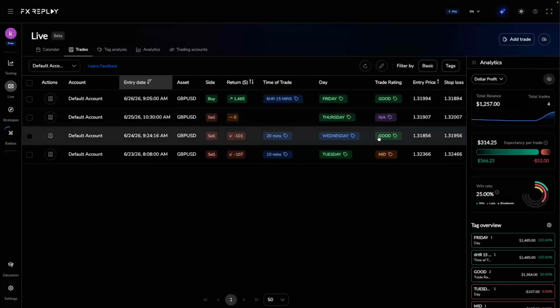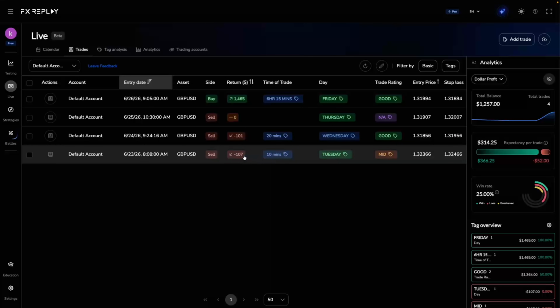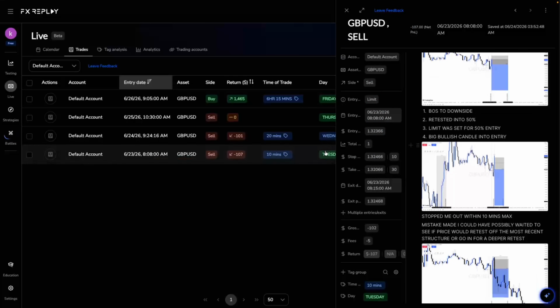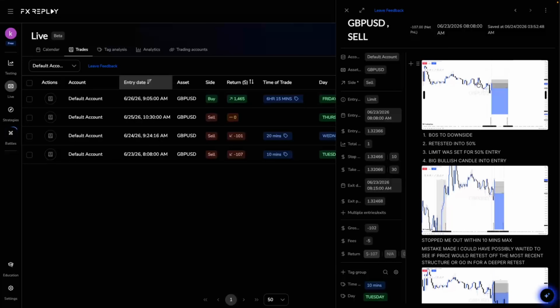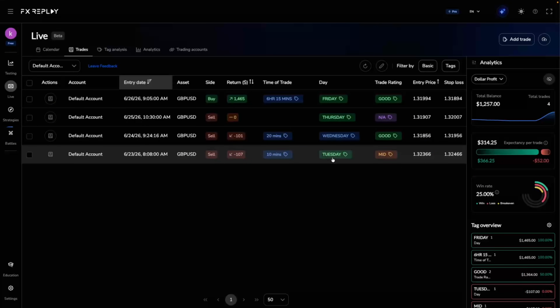I tagged both of these trade ratings as good because I did follow my plan. This trade I rated as mid. The reason I rated this as mid is because it broke structure to the upside, retested in, and if I wanted to enter on the initial push, I should have just entered on the initial break of structure, but I chose to enter on the retest, which wasn't the smartest.